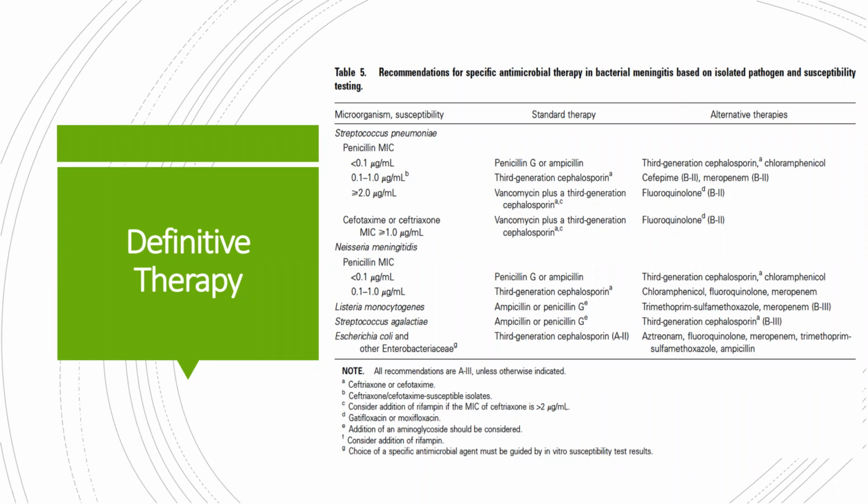For meningitis, we can use the penicillin definitively, and if we have an MIC that is 0.1 to 1.0, then we want to use the 3rd generation cephalosporin. And then if it's listeria, then we can use ampicillin definitively. If it's strep agalactiae, then we can use ampicillin definitively. So you just want to look at that.